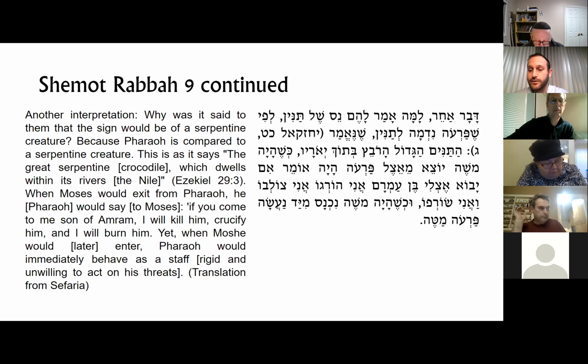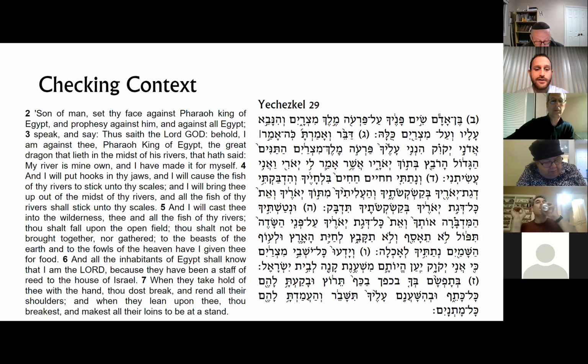Similar to what happens in the nevuah that Yechezkel has. He says that even though Egypt purports itself to be so strong, the reality is that they're just a weak reed staff that's going to break.